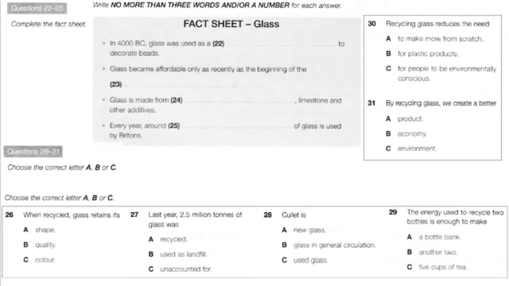C-U-L-L-E-T. Cullet from a factory has a known composition and is recognised as domestic cullet. From bottle banks, it is known as foreign, and its actual properties will not be known. Recycling two bottles saves enough energy to boil water for 5 cups of tea. You know, I wouldn't mind a cuppa now.